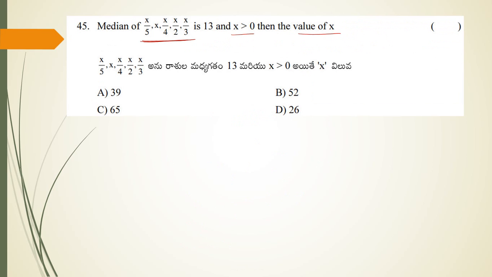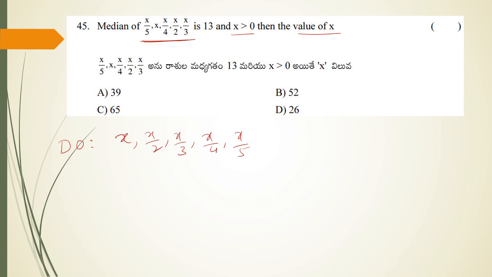So what I am going to do is, if the denominator increases, automatically the whole value decreases, right? Now from this, if I write in descending order, what is the descending order? x, x by 2, x by 3, x by 4, x by 5. So this is nothing but my descending order.